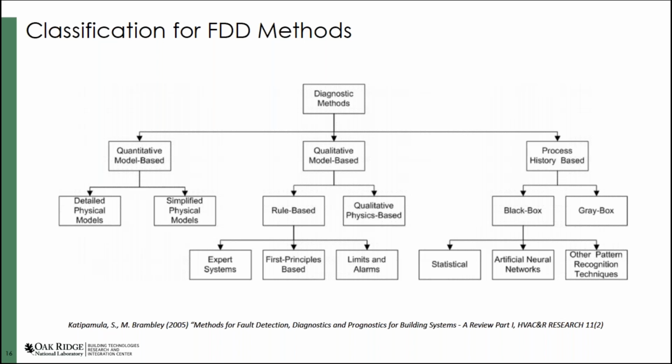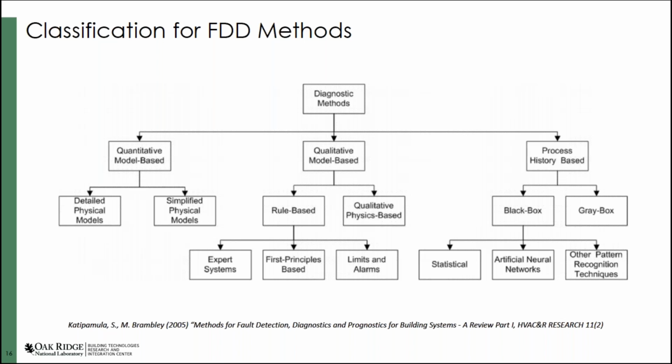Model-based approaches use quantitative or qualitative relationship based on the underlying physics of processes. Of this, you can see the rule-based method, specifically expert system, is quite popular. The expert system consists of many if and then statements to find the fault and the cause.